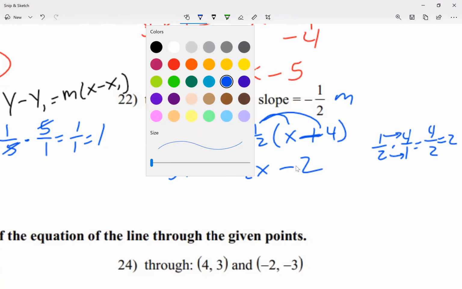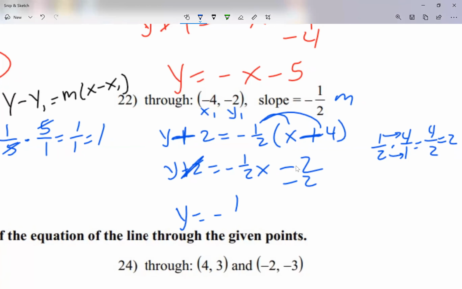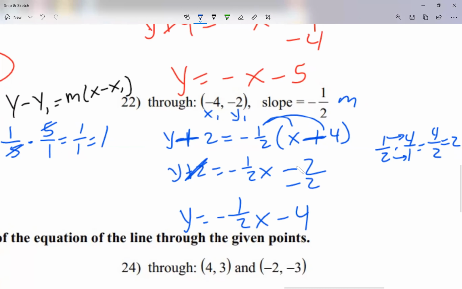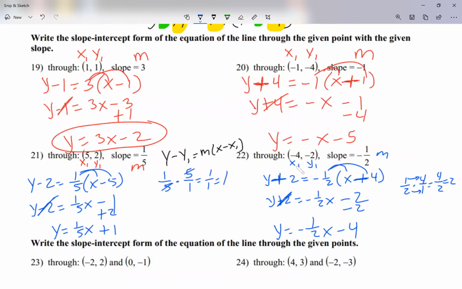I want the y by itself. So this plus 2, I'm going to move it to the other side as a minus 2. Don't forget to switch the sign. So I have y is equal to -1/2 x minus 4. Notice how easy it is when we have a point and the slope given.